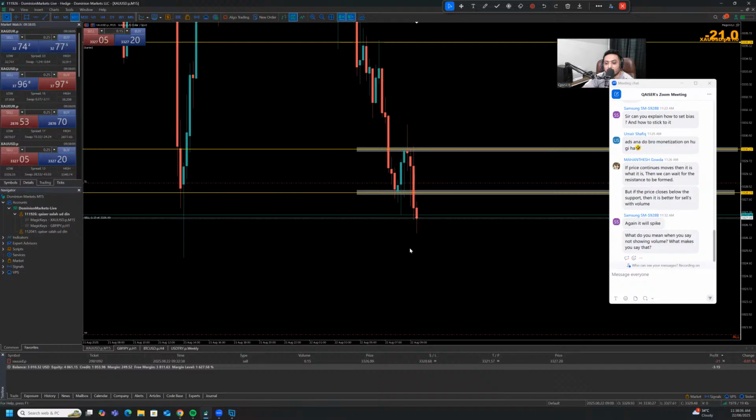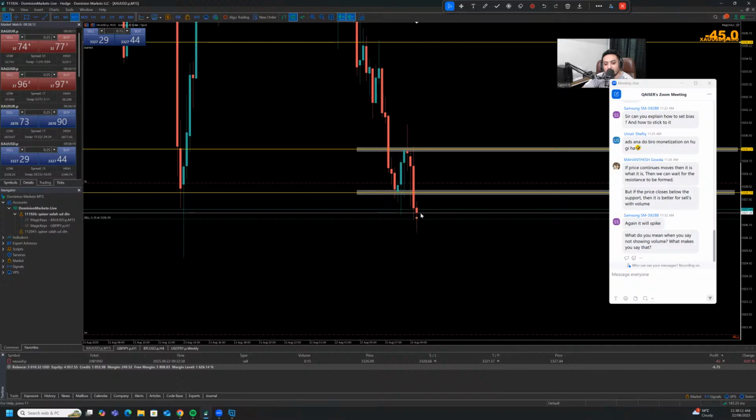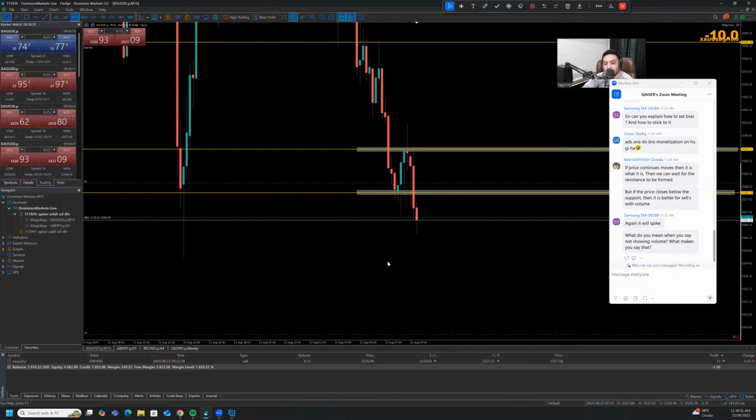What do you mean when you say not showing volume? What makes you say that? The way it's moving, it created a wick and broke the low. Why is it behaving like that? If it's behaving like that, then definitely it has low volume in it. So we'll see. Still, it's holding its structure. It did not break above its own high. So we'll see.